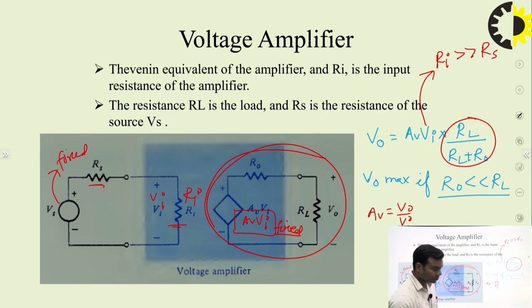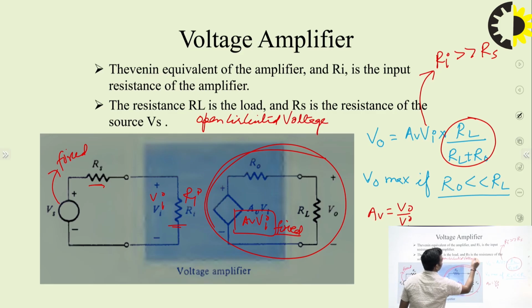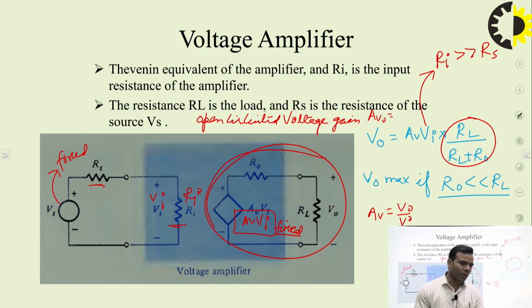One is open circuited voltage gain. Open circuited voltage gain, sometimes you denote it by AV naught. How can we find it out? When we open the load resistor, that time this whole voltage will come across this. That means AV naught will be equal to V naught upon Vi.